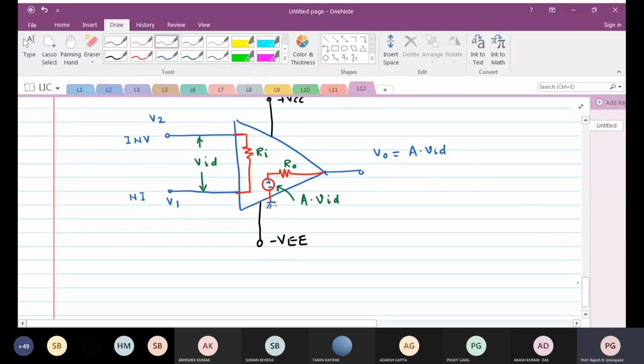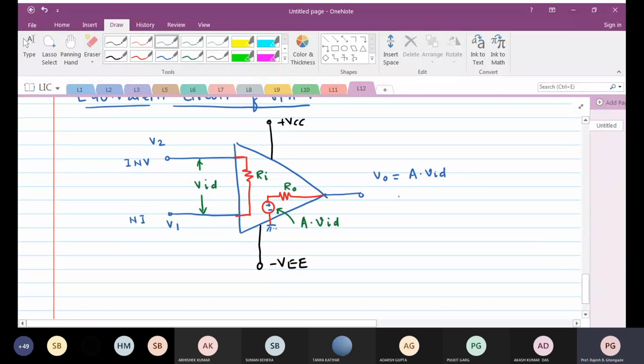So what do you see from here? The equivalent circuit: between the inverting and the non-inverting inputs, we have a very high resistance Ri. At the output, we have the gain factor, which is a voltage dependent voltage source, and that is the reason why we have A times VID.